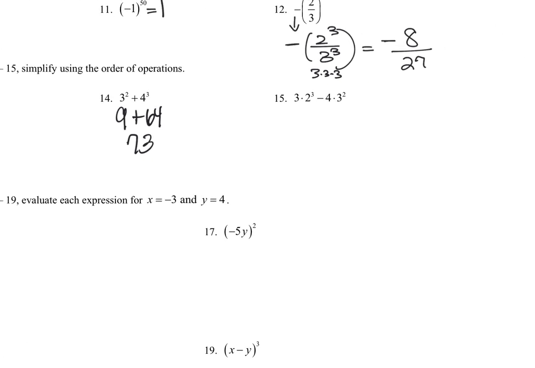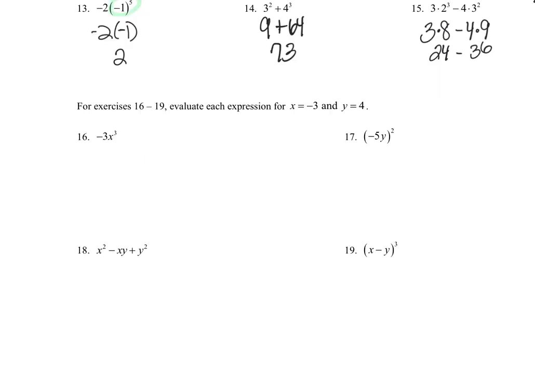For 15, go to the exponents first. That's 2 times 2 times 2, that's 4 times 2 is 8, minus 4 times 9. That'll be 24 minus 36.